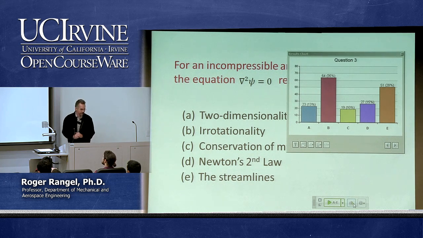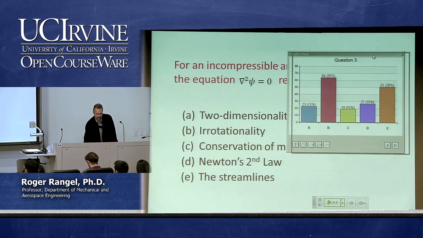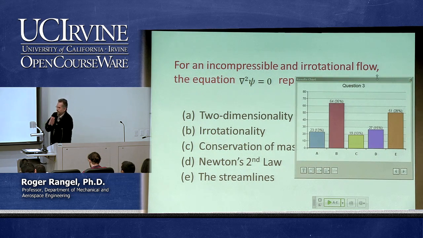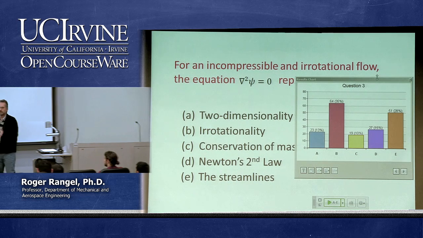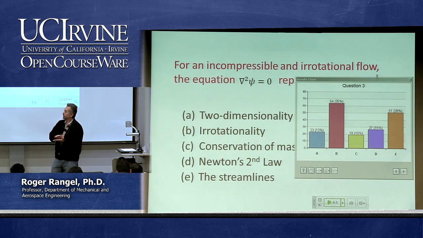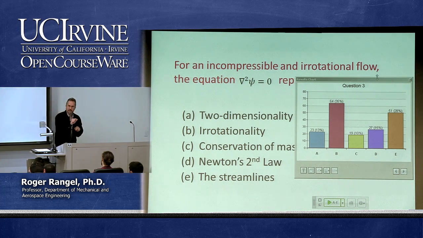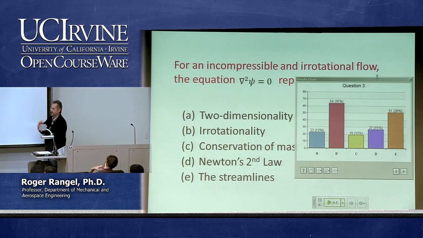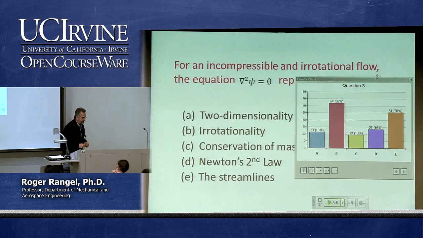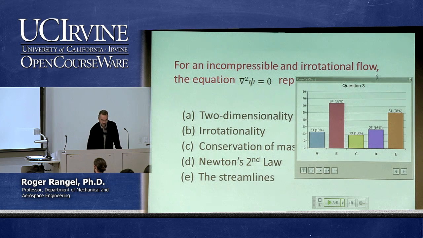Okay, and the correct answer is B. It comes from the condition that the flow is irrotational. So essentially, if the flow is irrotational, the vorticity is equal to 0. You look at the expressions for vorticity. You only need to look at one because it's a two-dimensional flow. And then you plug in the expressions for psi into that expression for vorticity and set it equal to 0. And that becomes the Laplacian of psi equal to 0.